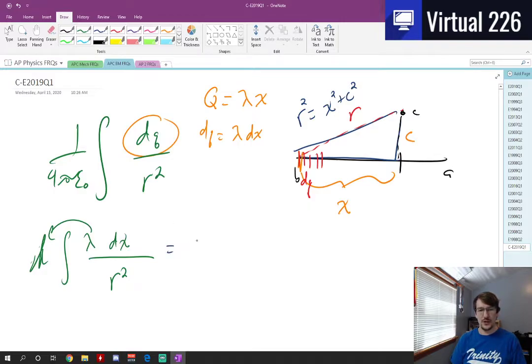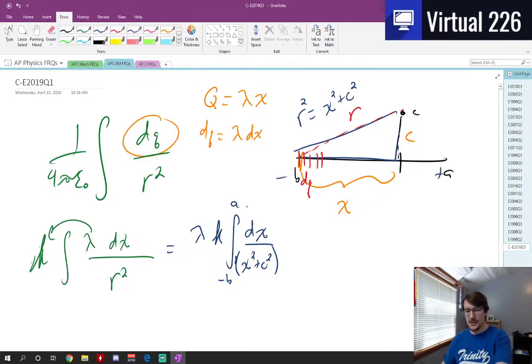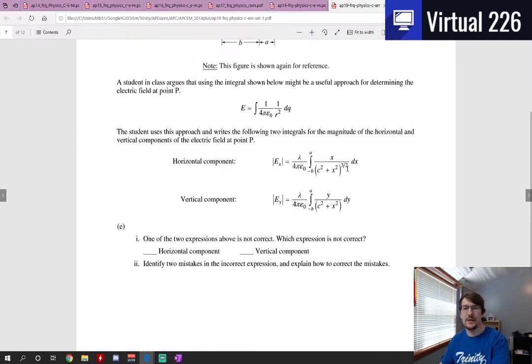So we can call this right now lambda k, the 1 over 4 pi epsilon naught, integrate dx over x squared plus c squared. Now, this goes from negative b to a, because this is the negative side, and then we're heading out to positive a. If you look at this, you might say, wait, that means x is wrong, because I have a 3/2 here.